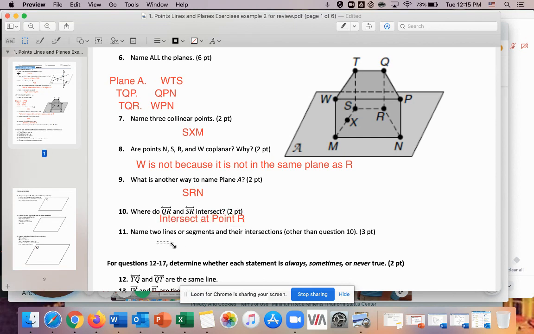All right. Name two lines or segments. Name two lines or segments and their intersections other than question 10. Okay. So you could say WM and NM and their intersection of M.